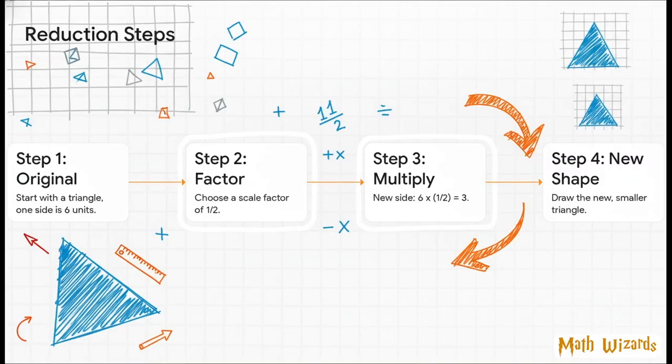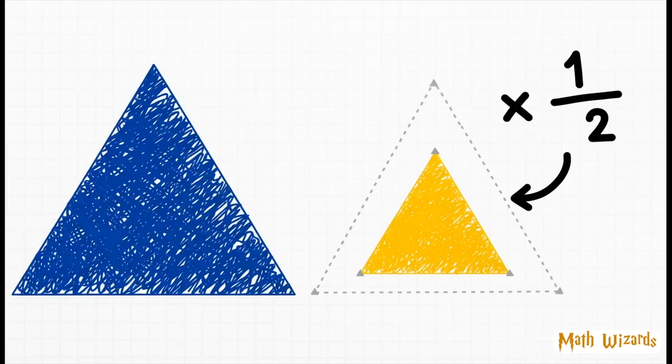The process? You guessed it, it's exactly the same. We start with our shape, this time a triangle with a side that's 6 units long. We apply our new scale factor, 1/2. Then we just multiply. The 6-unit side times 1/2 gives us 3. We do this for all the sides of the triangle, and then we just draw the new shrunken version. And just like that, the whole triangle has been reduced. Every single side is now exactly half of what it was before. The proportions are perfectly preserved.